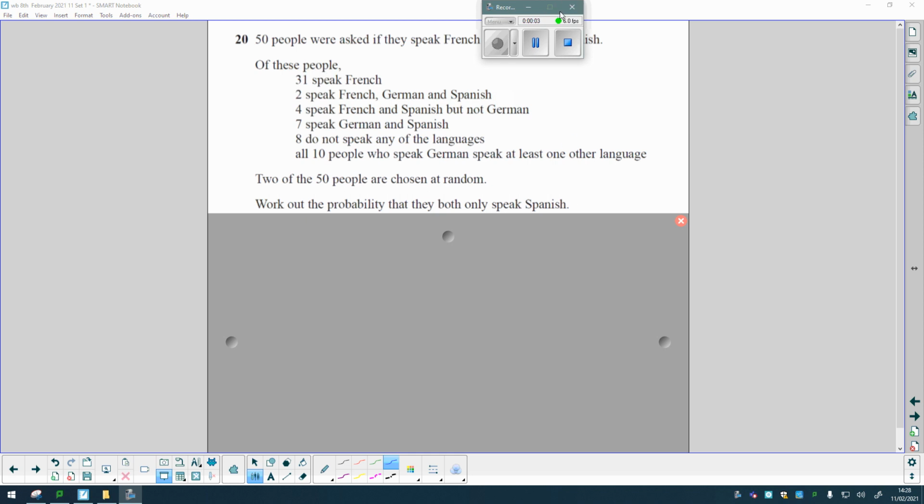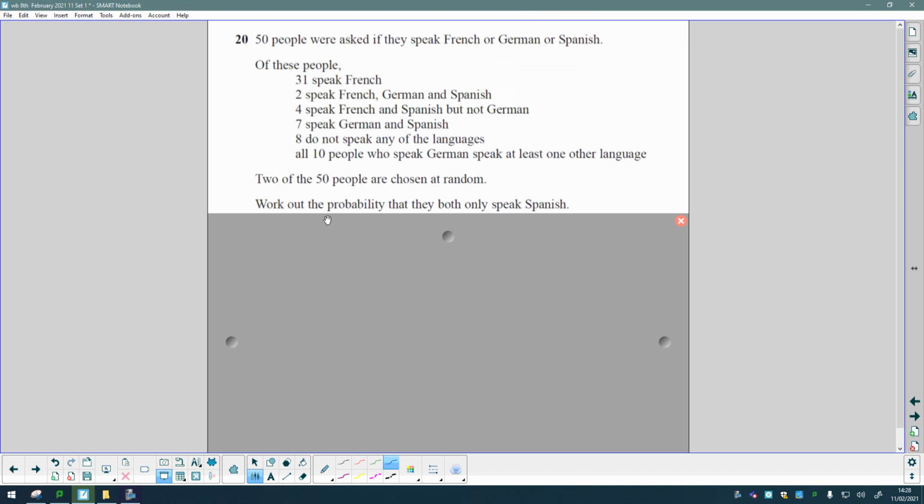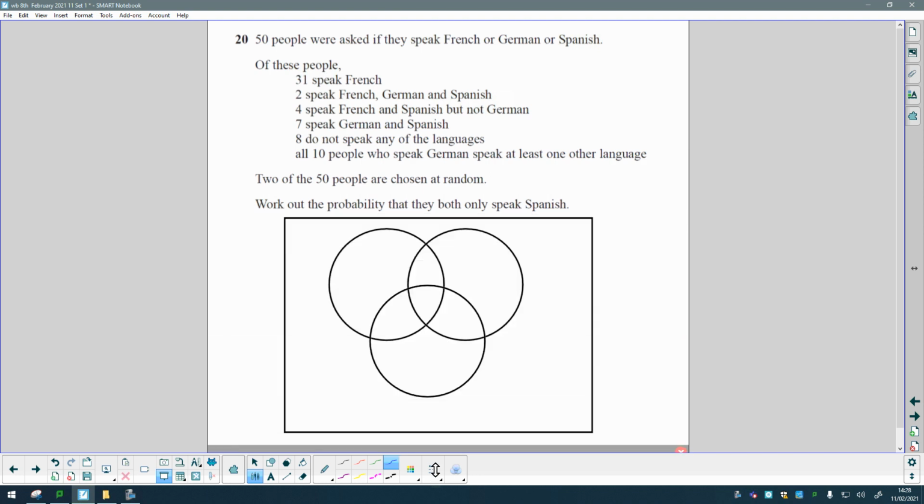Here we have a probability question from June 2018 on the third paper, and it's talking about French, German and Spanish speakers. So I think the best way to go in this particular question is to use a Venn diagram. I've pre-populated my screen with this. If you draw that out, that will help you sort this question out.